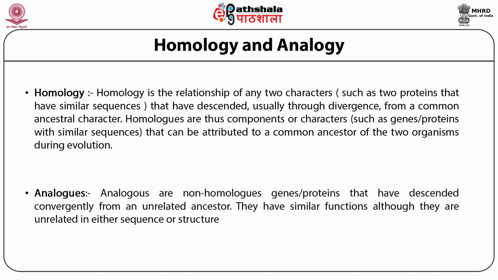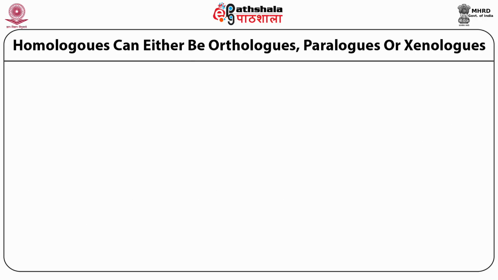However, the analogous are the non-homologous genes that have descended convergently from an unrelated ancestor, and they have similar function although they are unrelated in either sequence or structure or evolution, but functionally they are the same. So the homology and the analogy must be cleared to understand comparative genomics. We further discuss another terminology: homologous sequences can be either orthologues, paralogues or xenologues.